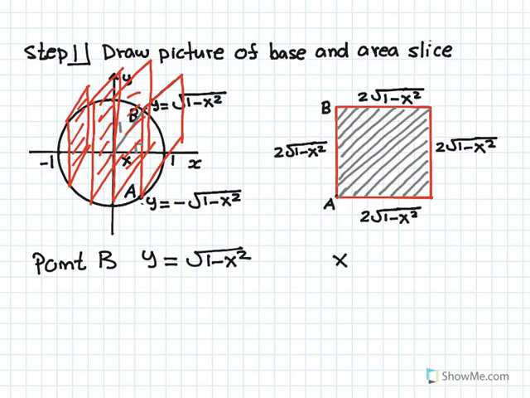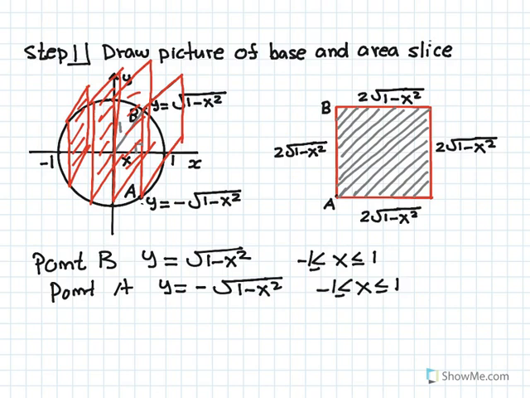For a typical x between 1 and negative 1, point A has y coordinate, which is the bottom half of the unit circle, minus root of 1 minus x squared, for a typical x value between 1 and negative 1.